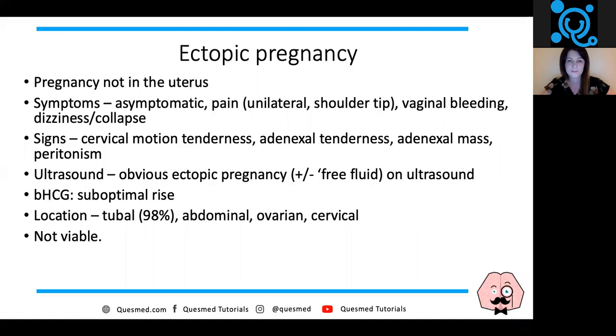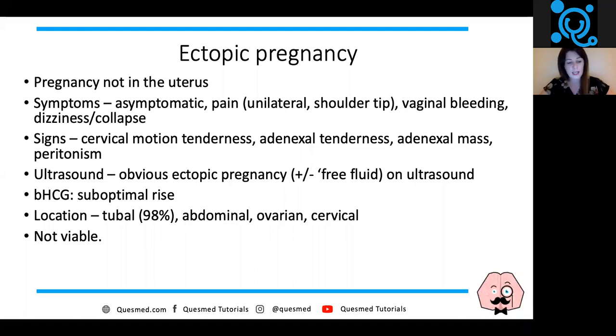So let's talk about ectopic pregnancies. These are pregnancies not in the uterus. Women can be asymptomatic or can present with pain. Pain is typically unilateral and may radiate to the shoulder tip. They might also have vaginal bleeding, dizziness, or even collapse. Clinical signs and examination might include a tender cervix, tender adnexae, or you might even be able to feel a mass when you do a bimanual exam. Always remember to assess for signs of peritonism as well.